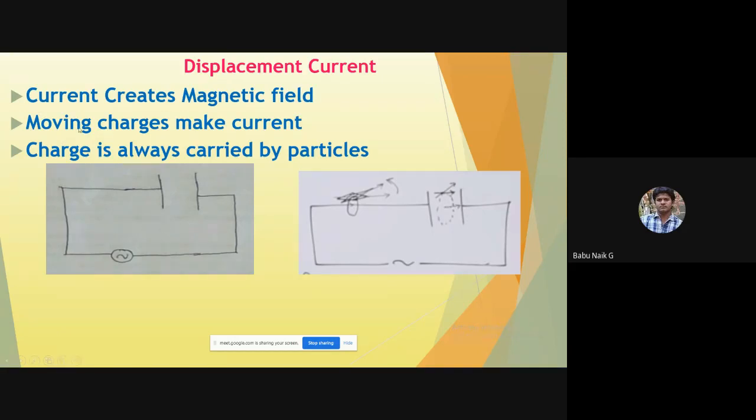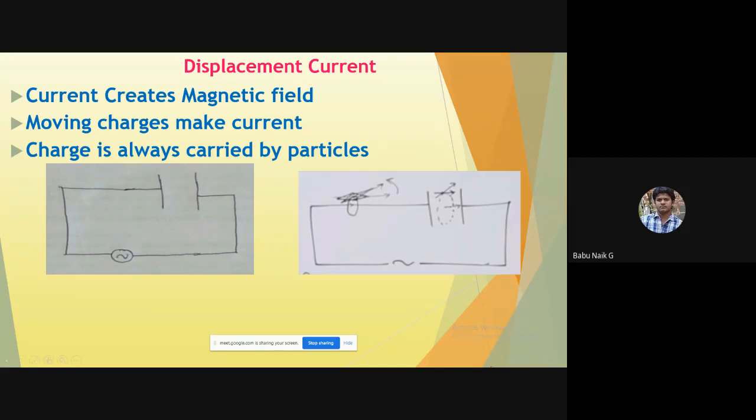Actually you can see the definition: moving charges make current. This is fine, but current creates a magnet field. So here there is no current at all between the two parallel plates because it is disconnected between the parallel plates. But he has observed that there is a magnet field displacement. How is it going to happen? At that time there was so much discussion about this: how this magnet field movement happens between the parallel plates without a current carrying conductor. So how did it happen?